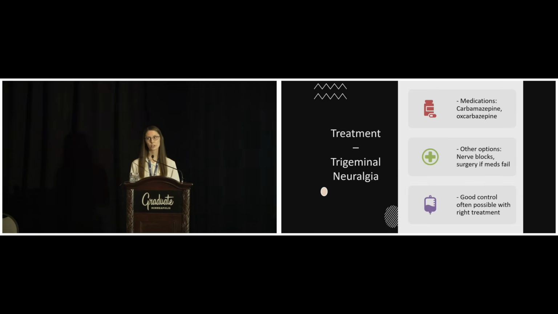The treatment for trigeminal neuralgia is really medication first. So carbamazepine and oxcarbazepine are the gold standard. There are other second and third line medications that can be tried as well, but this is where we start. And as you heard, this is usually very effective in the right patient. There are other things that can be used too: nerve blocks, procedures, surgeries, and good control is often possible with the right treatment plan here.